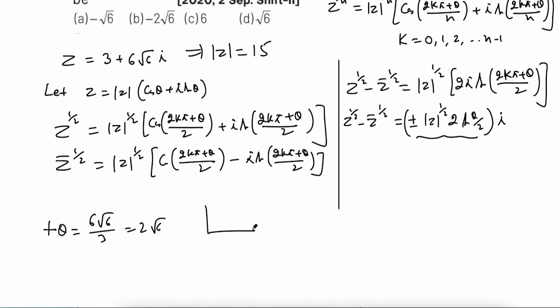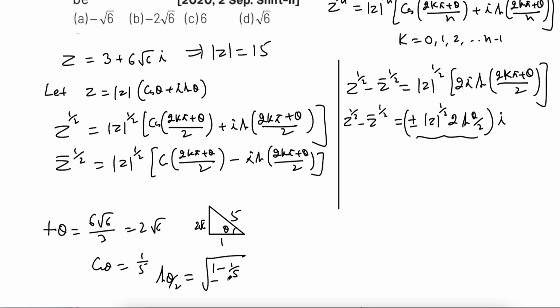So what you can do, you can take a triangle. This is your theta, this is your 2 root 6, and this is your 1, so the hypotenuse will be 5. So cos theta will be equal to 1 by 5. So sin theta by 2 is nothing but root of (1 minus cos theta) by 2, means (1 minus 1 by 5) by 2. So this is going to come as root of 2 by 5.